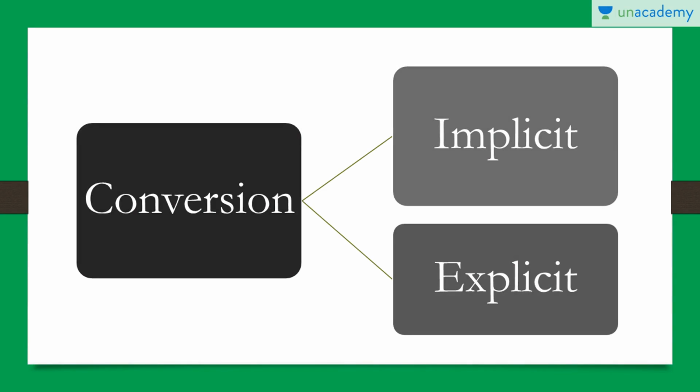First of all, there are two types of conversions. It can be implicit and it can be explicit. Before telling you what is implicit and explicit, let me tell you an example.